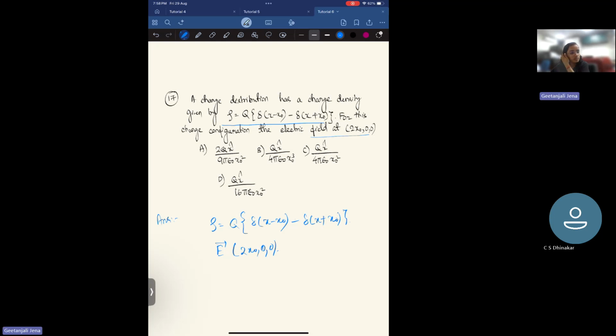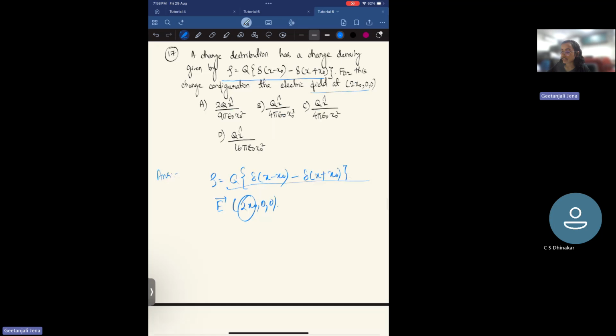So let me tell you the answer for this. You can see the observation point 2x0. It's quite close to the point where the charges are located. So from this expression, you can see one charge minus q is at minus x0 and one charge q is at x0. And the point where we want to calculate the electric field is at 2x0, which is quite close to the point where the charges are located.